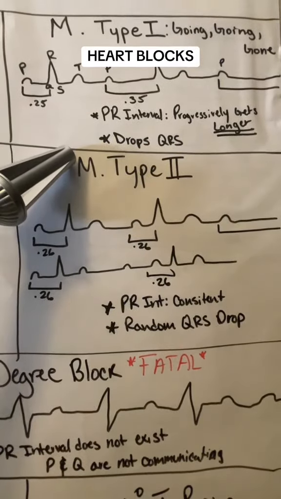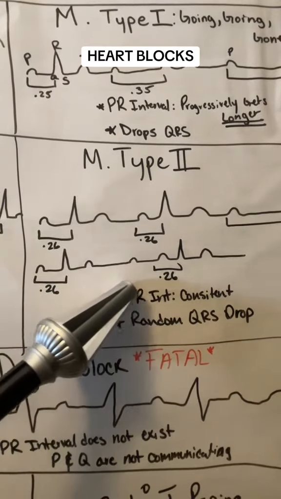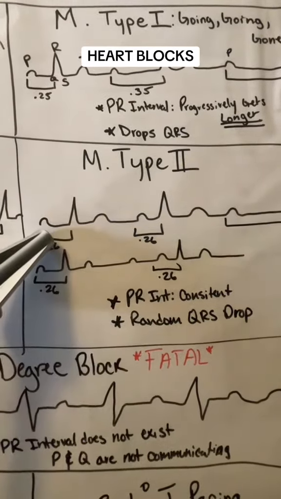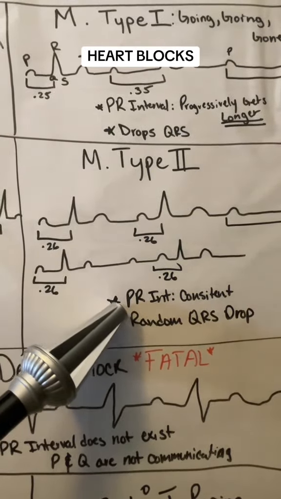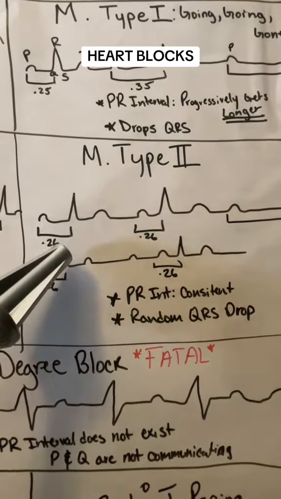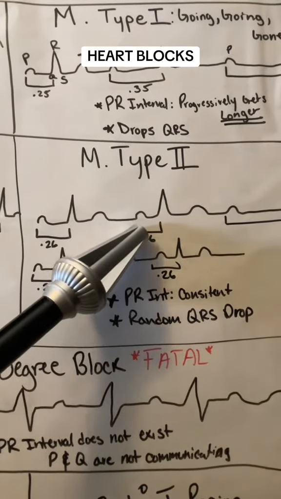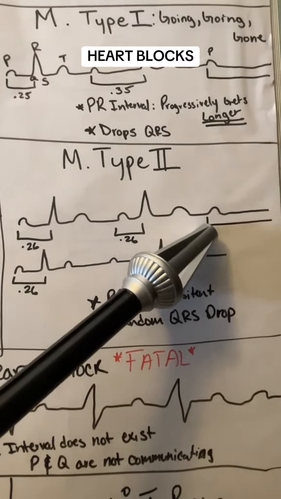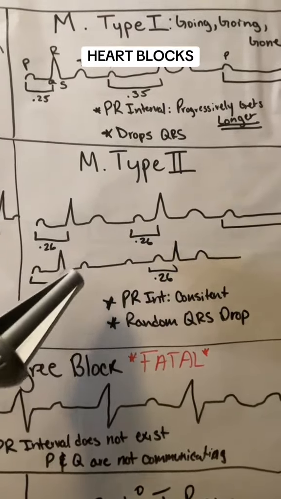Now let's talk about Mobitz type 2. So in Mobitz type 2, what's happening here? Our PR interval is going to be consistent, but it's still going to be longer than 0.20, but it's going to randomly drop a QRS complex. And this is a progression from type 1, so we would want to notify the healthcare provider. So we'll have 0.26. 0.26 is going to remain consistent, but we're going to randomly drop a QRS complex, and this is going to be unpredictable. It's going to be no pattern.